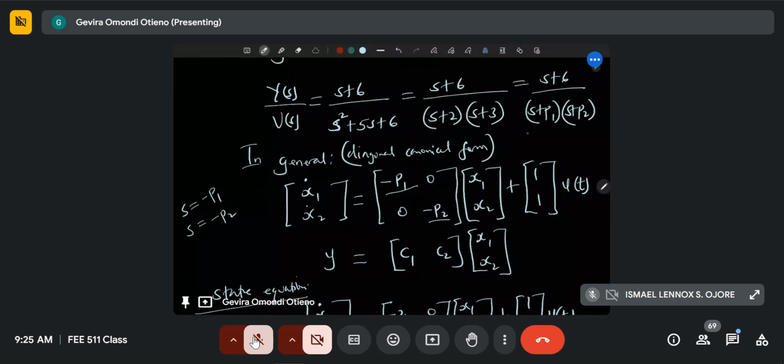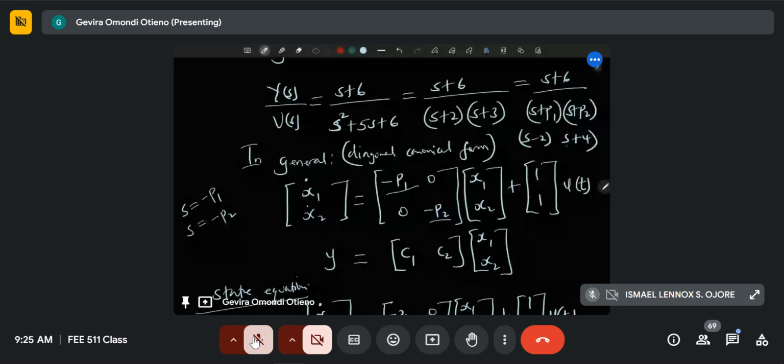So for example, let's say you had S minus 2 and S plus 4. It means we are going to have the first pole as S equals 2 and the second as S equals minus 4. Notice these two change into 2 and minus 4. The reason they are negative here is because the assumption we made was that we have S plus P1, S plus P2.